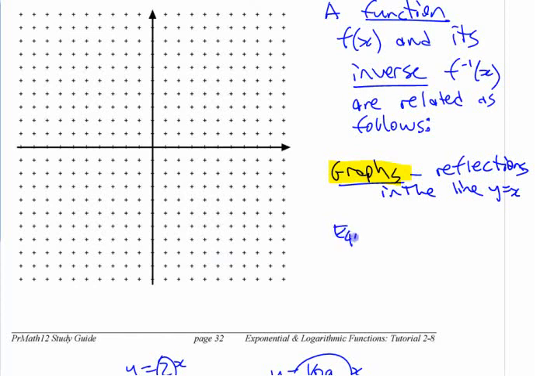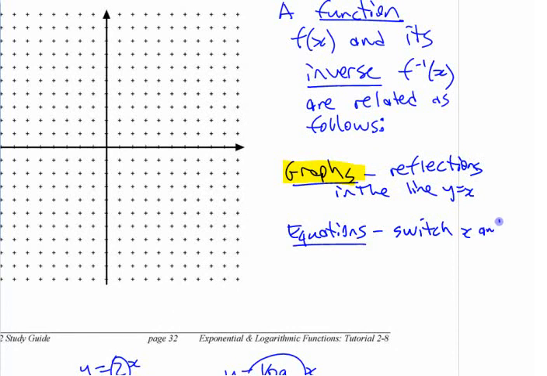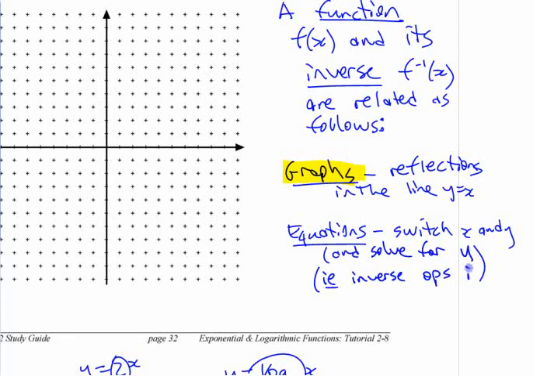Okay, that's the graphs. The graphs are reflections in the line y equals x. How are the equations related? What did we say? The equations are related as they're the inverse operations. If you switch x and y, that creates the inverse, right? Switch x and y and solve for y. Okay, i.e. you end up with all the inverse operations in the reverse order.